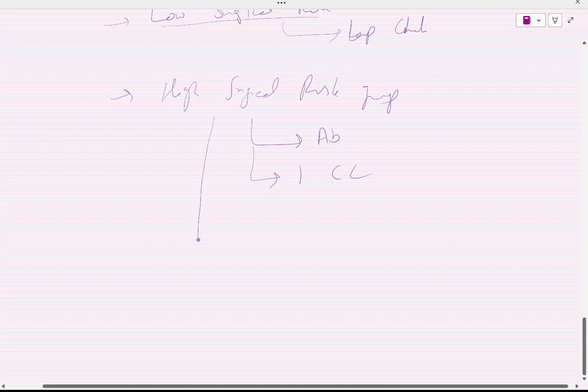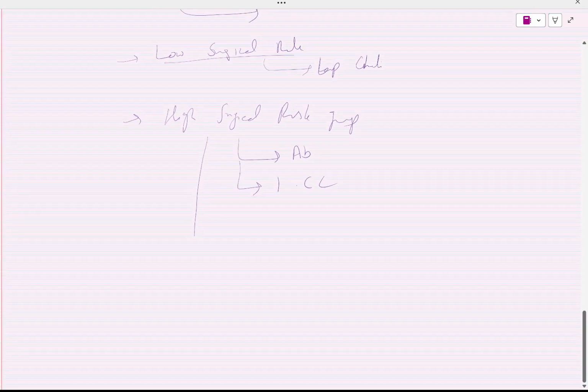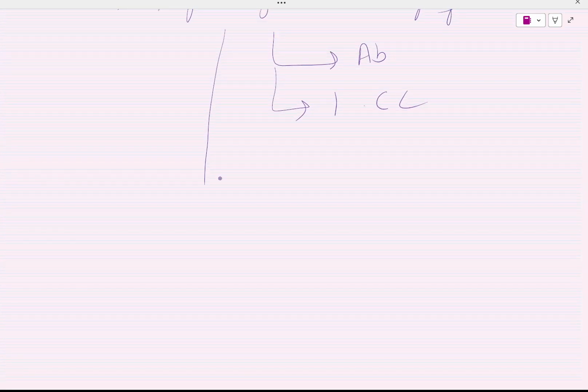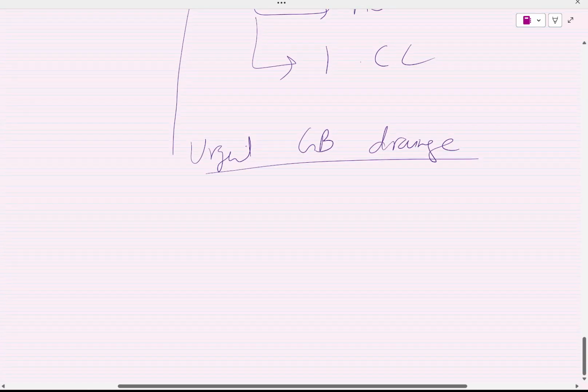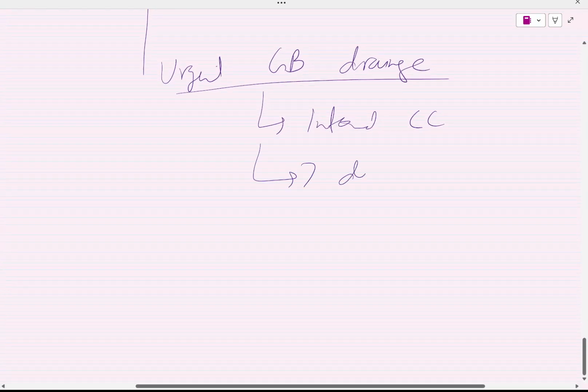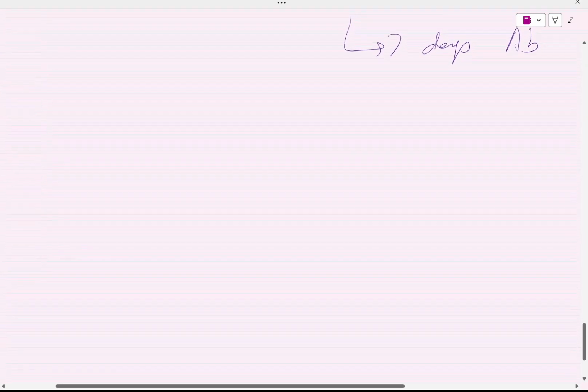If a patient comes to you with grade 2 acute cholecystitis and the symptoms are deteriorating while you are giving the initial management, what will you do? We will perform urgent gallbladder drainage. As I told you, it is a temporary measure for grade 2 and grade 3. Then we perform interval cholecystectomy, and for 7 days we give antibiotics. So that's for grade 2 patients of acute cholecystitis.